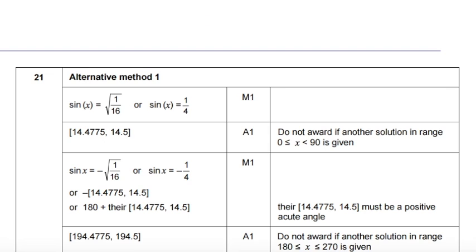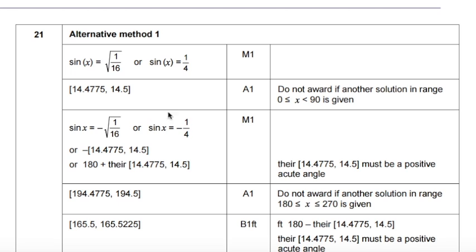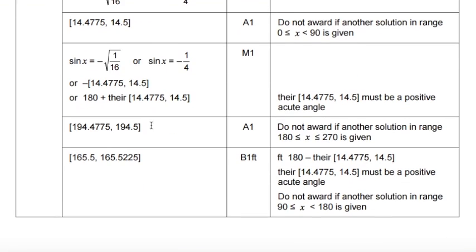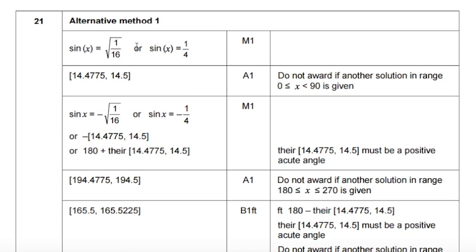Okay, so you get a mark for square rooting and a mark for 14.5, a mark for having minus a quarter and getting minus 14.5 or 180 plus that, a mark for anything between 194 blah blah blah, so between these two values, and a mark for anything between these two values. So you get 3 of the marks for just doing the first steps without having to play around with the sine curve, and the last 2 marks are for finding the extra solutions.